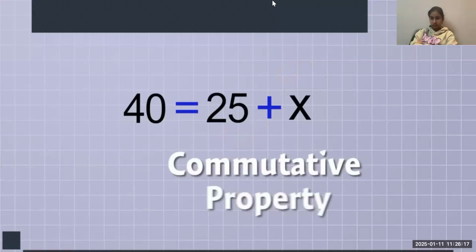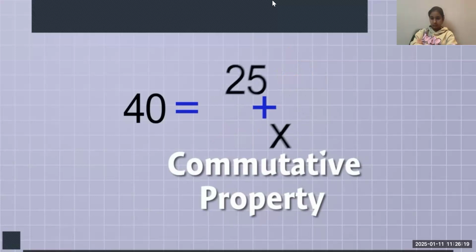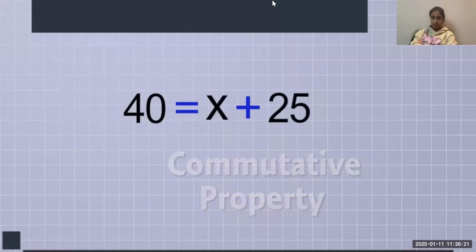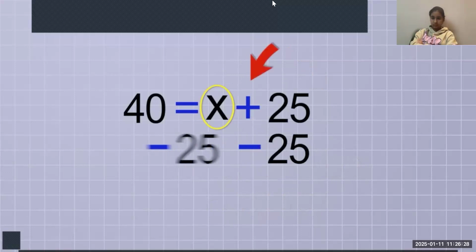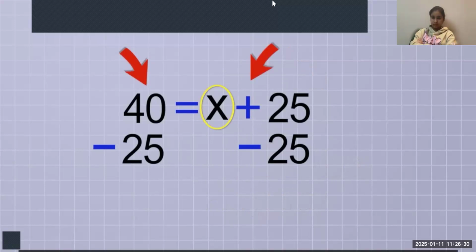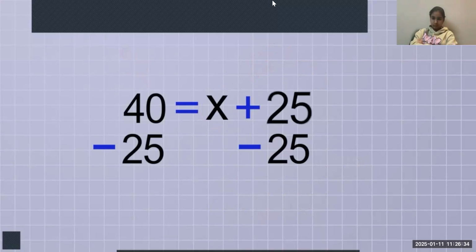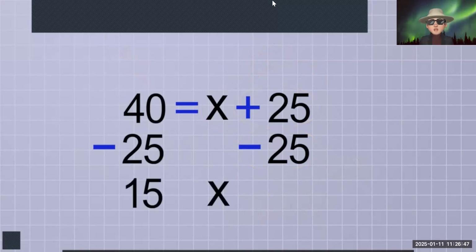But thanks to the commutative property, that's the same as 25 being added to x. So to isolate x, we should subtract 25 from that side of the equation. But then we also need to subtract 25 from the other side to keep things in balance. On the right side, x plus 25 minus 25 is just x. The minus 25 cancels out the positive 25 that was there. And on the other side, we have 40 minus 25, which would leave 15.